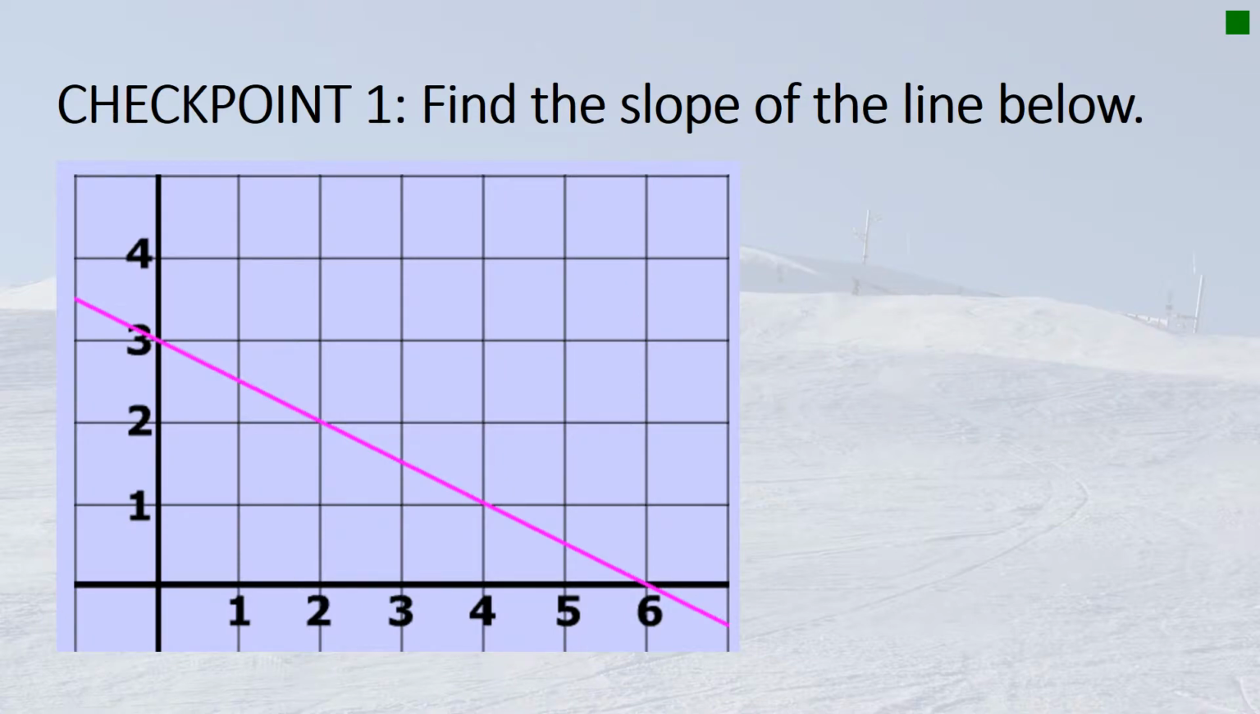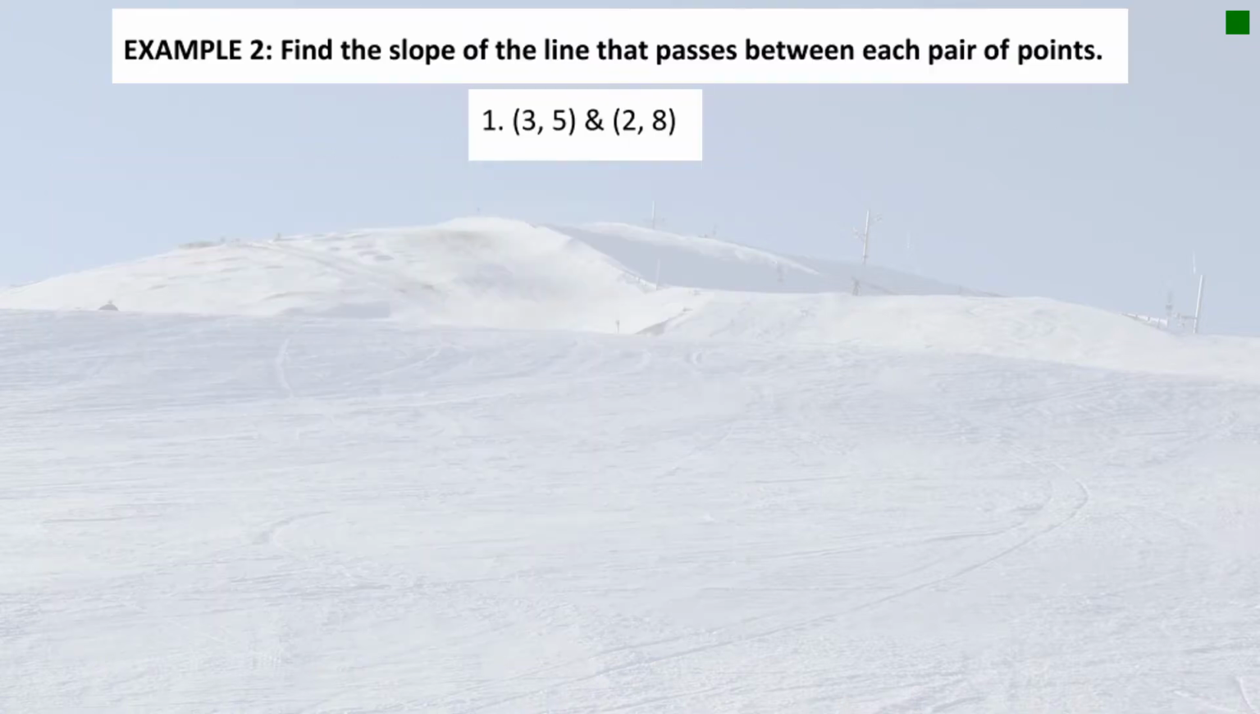All right, we've come to checkpoint 1. So go ahead and find the slope of this line, and we will talk about it in class. Right now, you should already know if the slope is positive or negative, and then you're going to think about your little triangle and give me the slope. So go ahead and pause the video and do that, checkpoint 1.